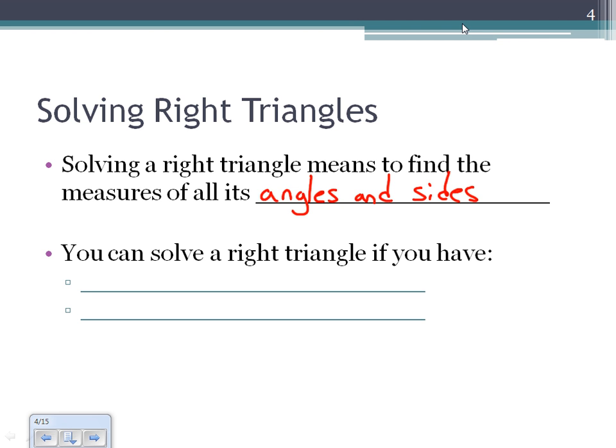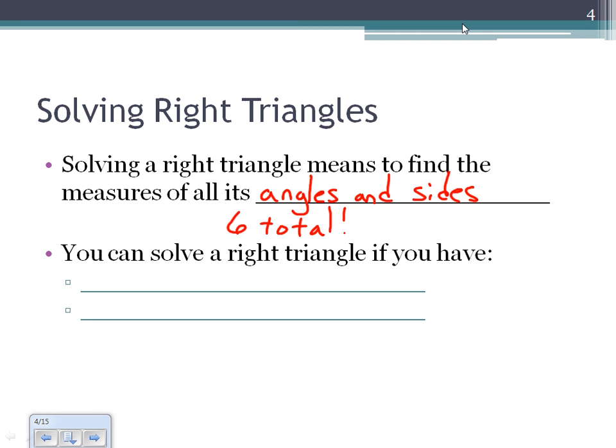Mackenzie, how many sides does the triangle have? 3. How many angles does it have? 3. So how many total things do we need? 6. So there are 6 total items. So when you're finished with these, you should have 6 different items, okay? 3 sides and 3 angles.